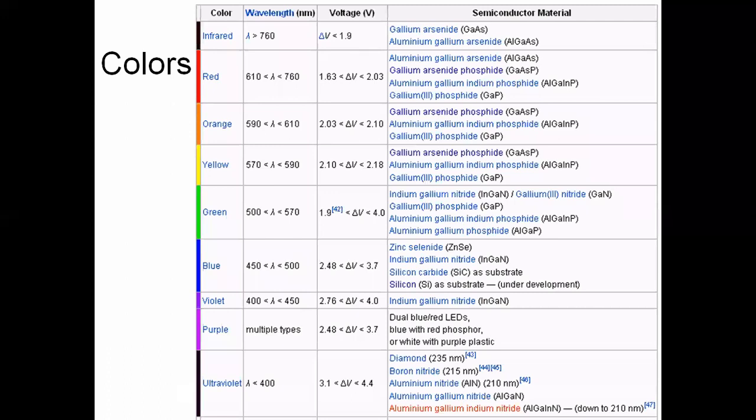So remember, for ultraviolet the wavelength is very low, and for red or infrared the wavelength is high, isn't it? Why? Can you tell me? Even if you see the red color LED from a long distance, you can easily recognize that this is a red color LED, because the wavelength of this red color is much higher, isn't it? It is 610 to 760.